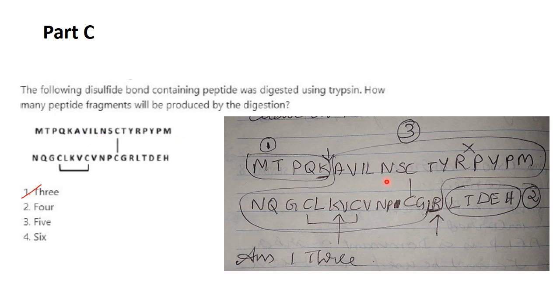Now if you search for lysine and arginine in the sequence, you will find one over here, and that is lysine. And here also one lysine is there, and here also one arginine is there. So it will cut over here, but since there are disulfide linkages in this one, it will be separated as a single peptide, and this will be your third peptide. So how many fragments will you get? You will get 3 fragments. So the answer here is option 1.